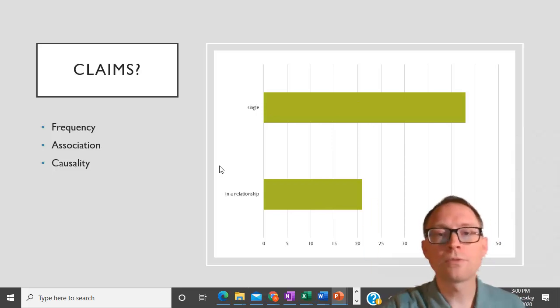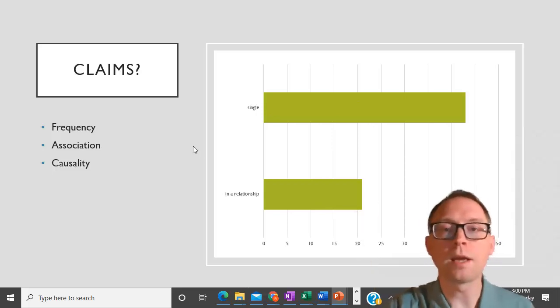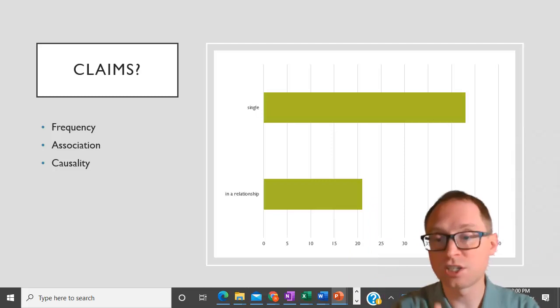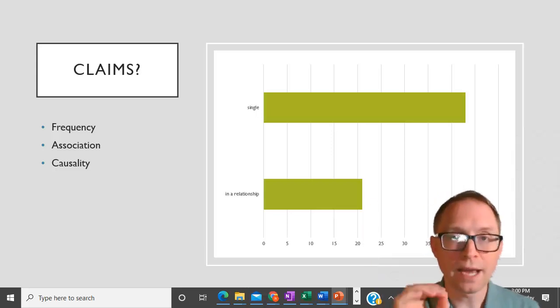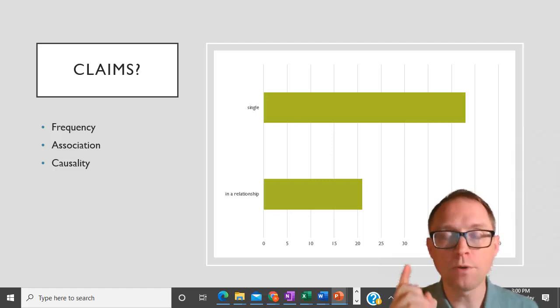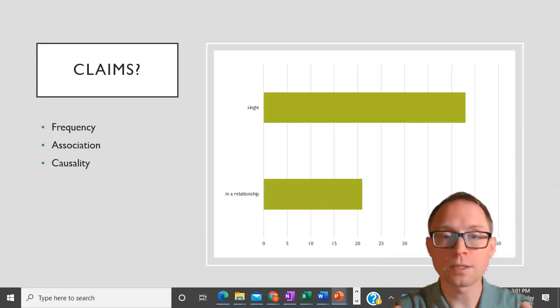Now, what kind of claim would this be based off of what we just talked about? I measured your relationship status, and let's say I measured loneliness. What kind of claim would that be? All right, that is an association claim. One variable, your relationship status, is predicting the other variable, loneliness.